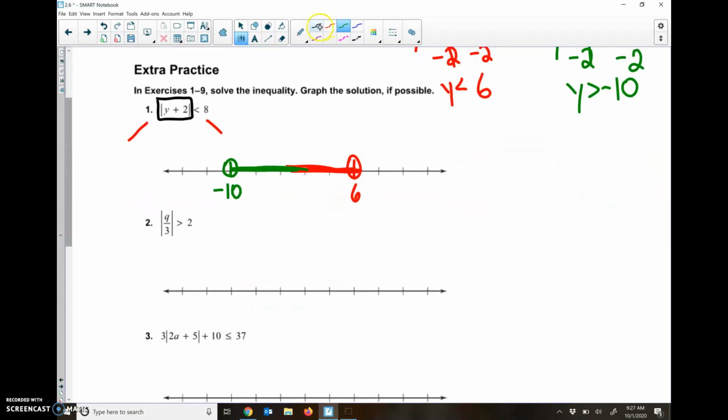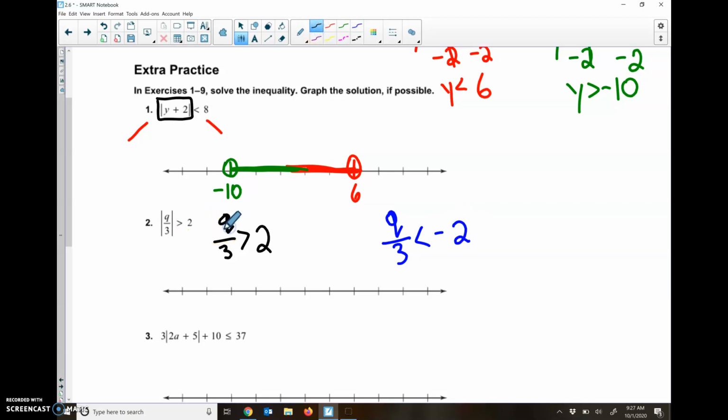All right, number 2, same thing. Make sure our absolute value is by itself. It is, we're good. So I'm going to write out my two equations. Let's do black and blue this time. Q divided by 3 is greater than 2. And then my other equation, Q divided by 3, flip my sign, is less than, flip my number from positive 2 to negative 2.